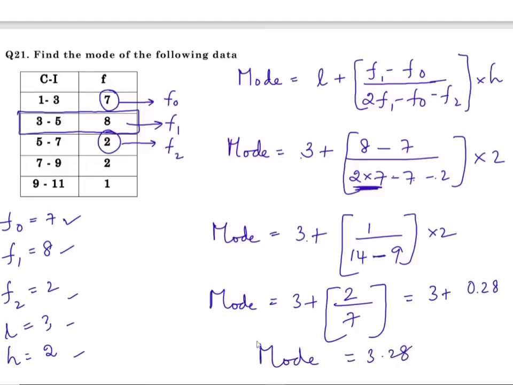I have already told you the mode value will be greater than 3. Many of the students, while doing the evaluation, add 3 plus 2 by 7 or multiply by 7. Don't do all those things. 3 plus, don't do anything to the lower limit, just simplify inside the bracket. After that you can directly add the value.